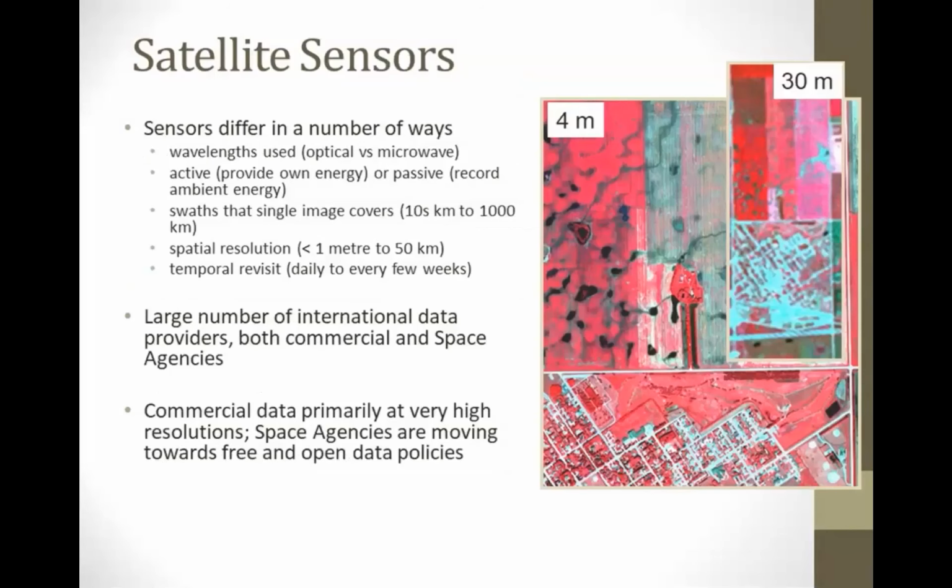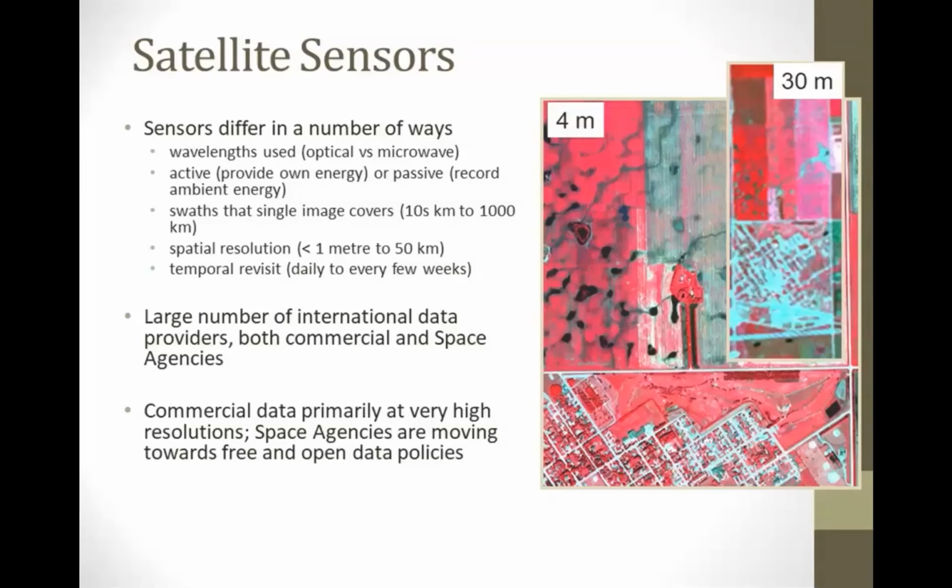These sensors also vary depending on whether they're active sensors. Active sensors send out their own energy, so pulses of energy. You can think about LIDAR as one example, or active radars as another example. Or many sensors are in fact passive sensors, and these sensors are simply recording how much energy is emitted from the Earth or is reflected by the Earth.